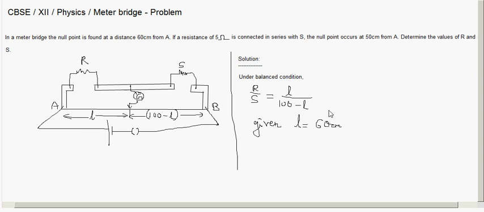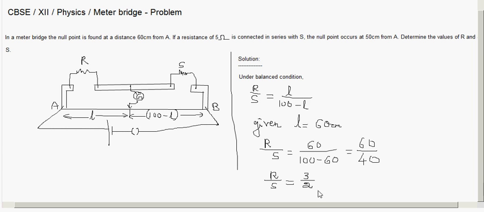Therefore, R by S is 60 divided by 100 minus 60, or it is equal to 60 by 40. Simplify, we get R by S is equal to 3/2. Because 0, 0 cancels, 2 twos are 4, 2 threes are 6, 3/2. R by S is 3/2.